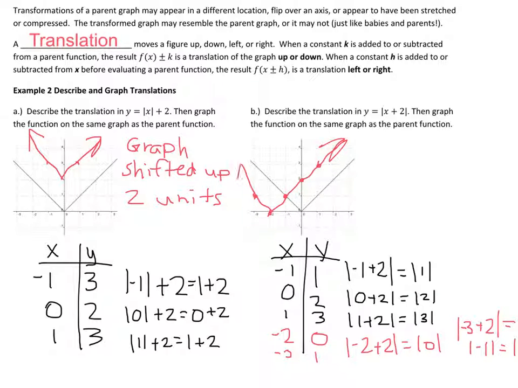So I can graph, and then I can say what's happened with this graph. If you look, this graph hasn't moved up or down, it's just moved to the left. And from this point, we move 2 units to the left.